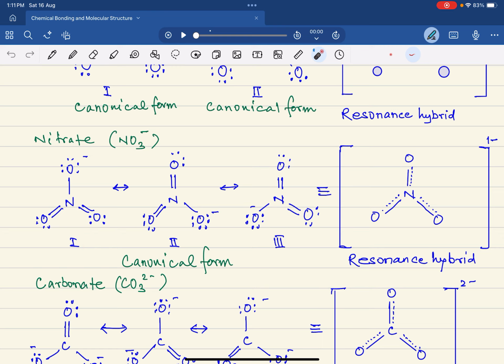In this case, the lengths of nitrogen oxygen single bond and nitrogen oxygen double bond are different, but on the basis of 3 canonical structures or 3 resonating structures or 3 contributing structures, the resonance hybrid of nitrate is this, in which pi electrons are delocalized and the negative charge is equally distributed on all 3 oxygen atoms, like 1 by 3, 1 by 3, 1 by 3. So, finally, minus 1. So, negative charge is delocalized on all the 3 oxygen atoms.